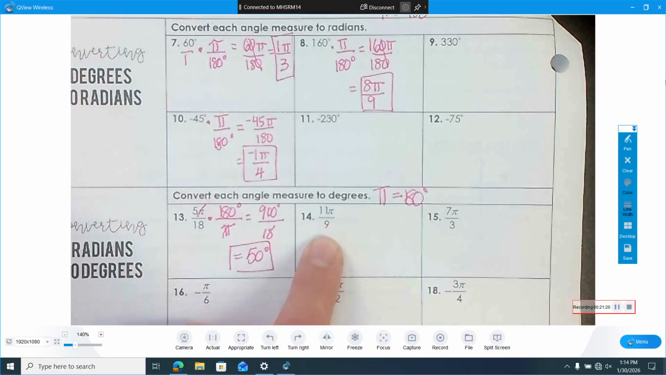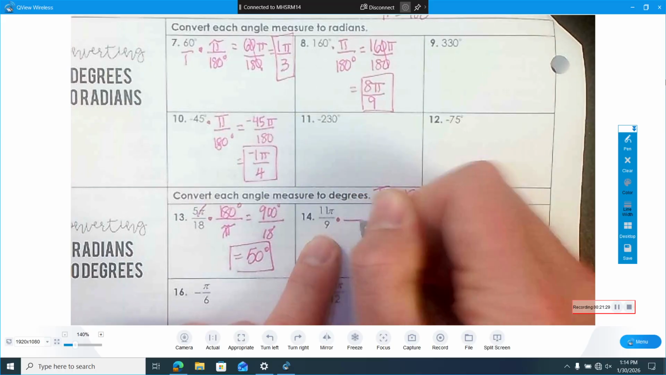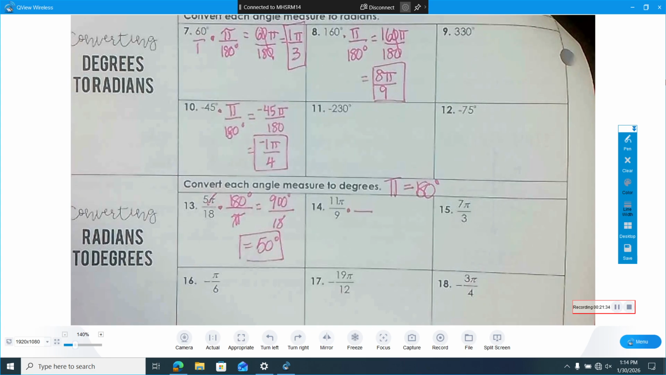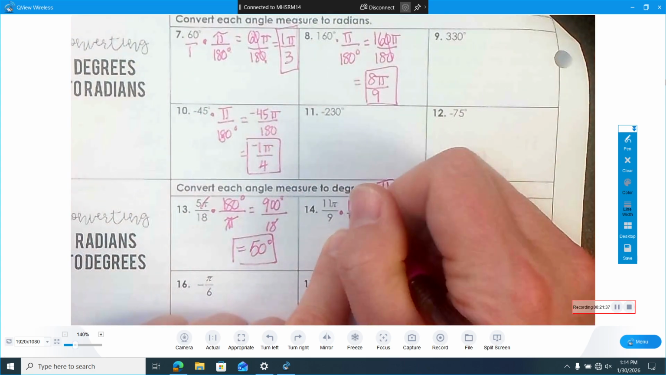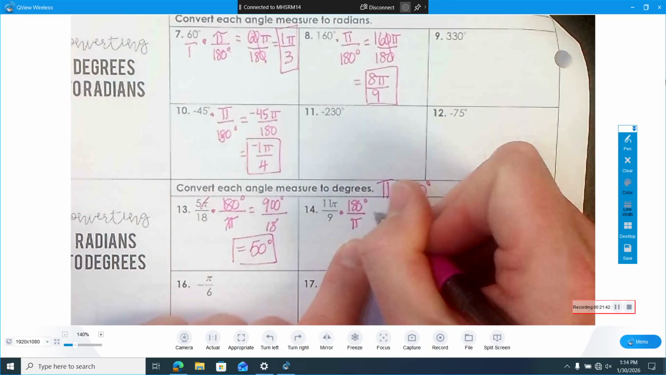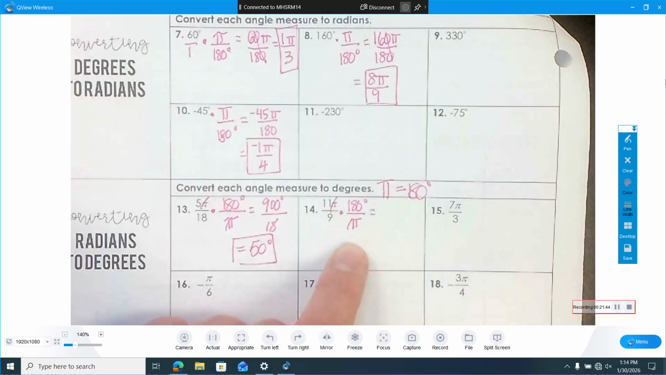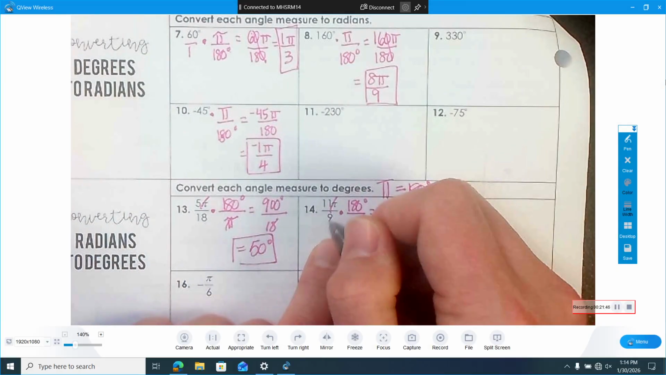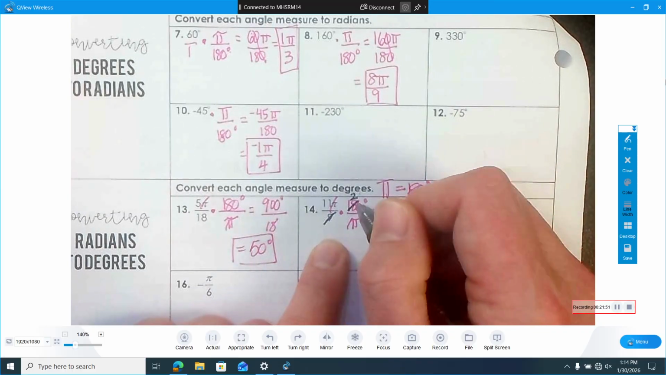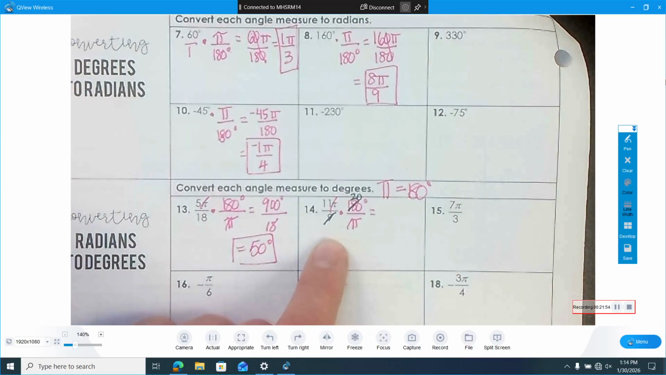Again, 11 pi over 9. Is it in degrees or radians? Radians. How do you know? No degree symbol. Thank you very much. If I've done anything, that is the one answer I need you to really understand. So we want degrees, so I'm putting degrees on top and pi radians on the bottom. What happens with the pi's? They cancel out, and also, 9 goes into 18 2 times. So that becomes a 20.